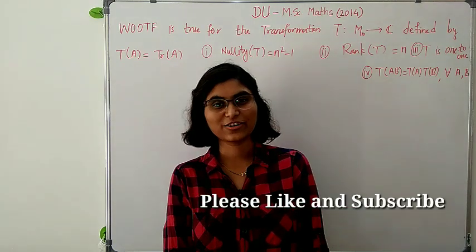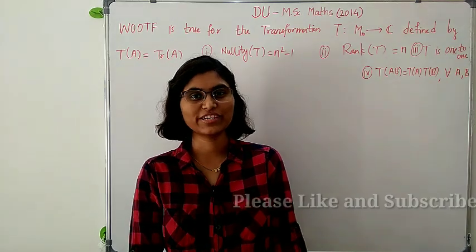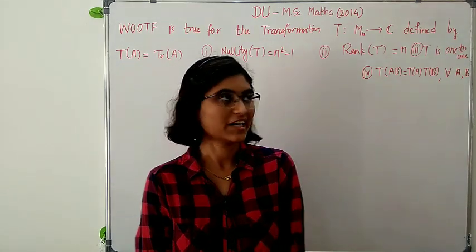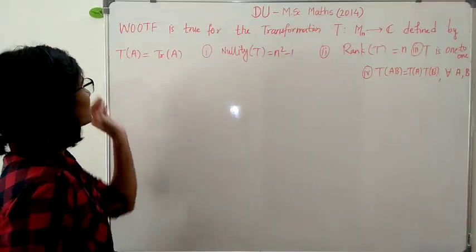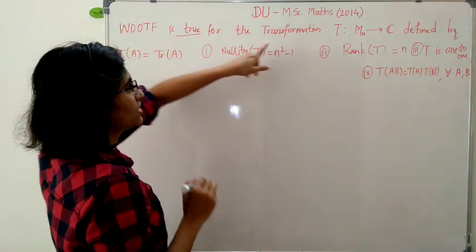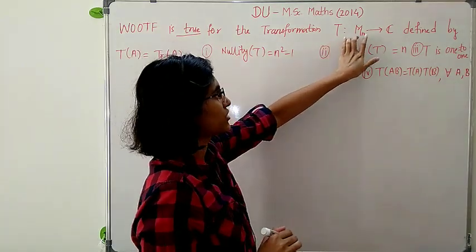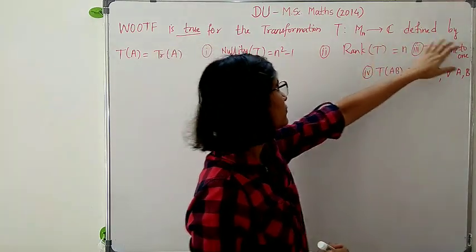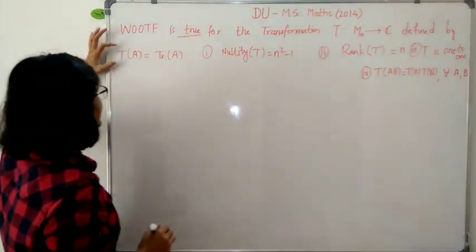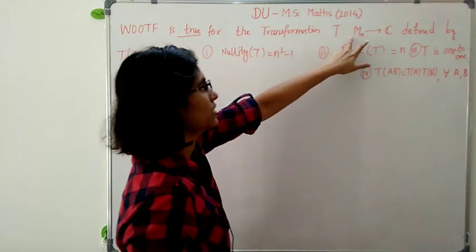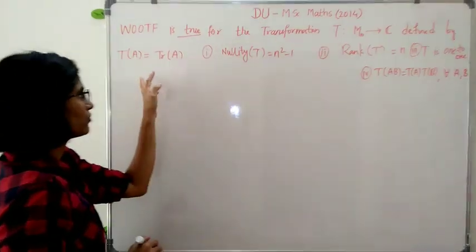In this video, we are going to discuss some questions from DU MSc Maths Entrance 2014. So let us start. The first question is, which one of the following is true for the transformation? This transformation is from Mn to C, the set of all complex numbers, defined by T of A is equal to trace of A. That means you take any matrix from here, it maps to trace of A.